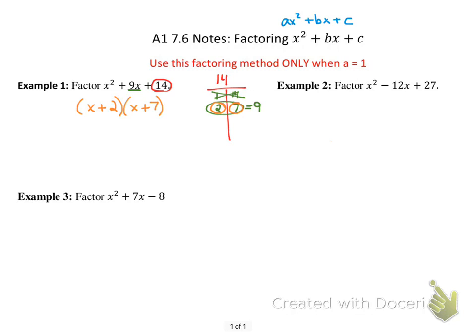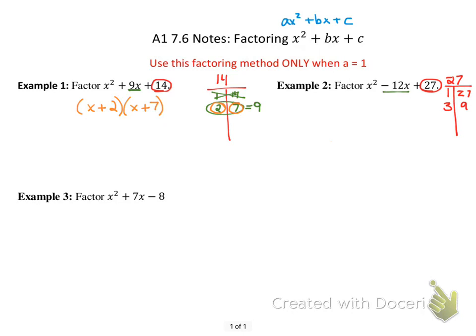In example 2, c is 27. So we are going to make a list of all the factors of 27. So we have 1 and 27, 3 and 9, and that about sums it up. Now, if you notice, we needed to add up to negative 12. Okay, that includes that sign.